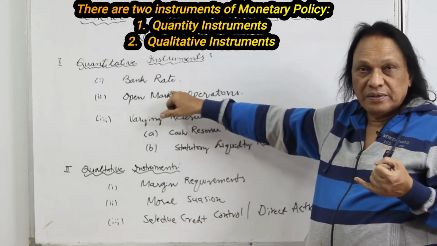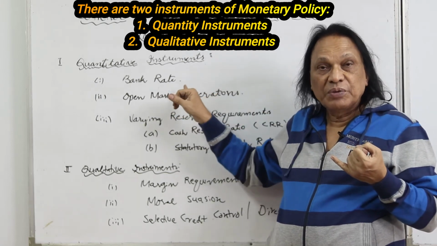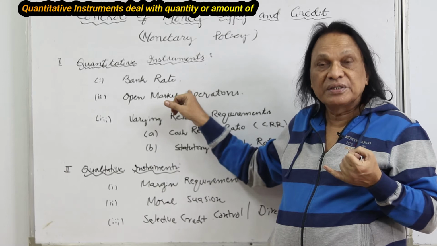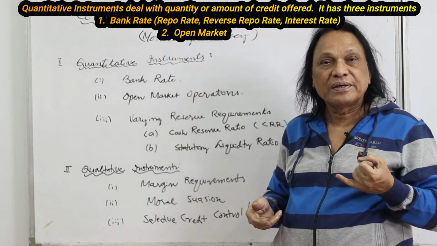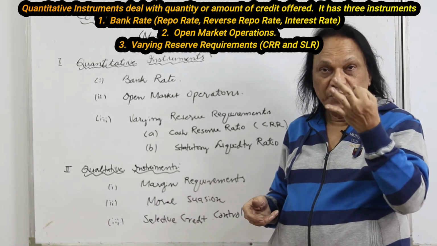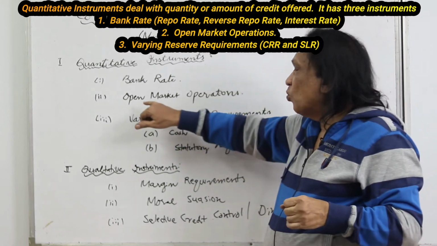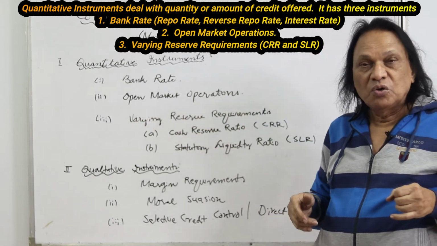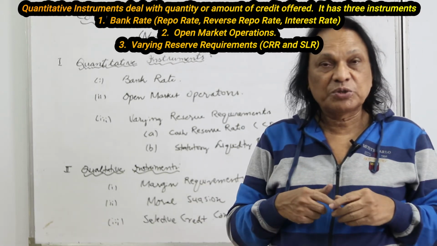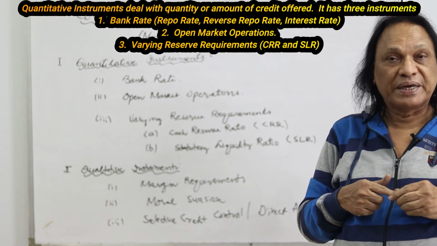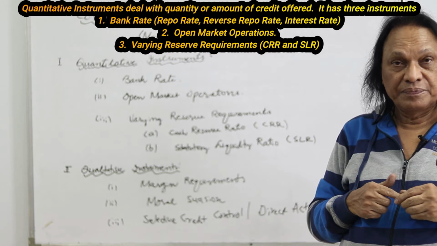One is bank rate, interest rate, repo rate, reverse repo rate. These things we'll be discussing when we talk about bank rate in detail. Then you have open market operations. Open market operations means buying and selling of government securities by the central bank to the commercial banks and the public. We'll be discussing it later in detail.